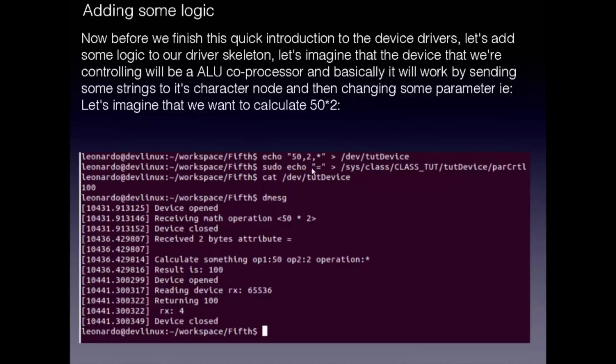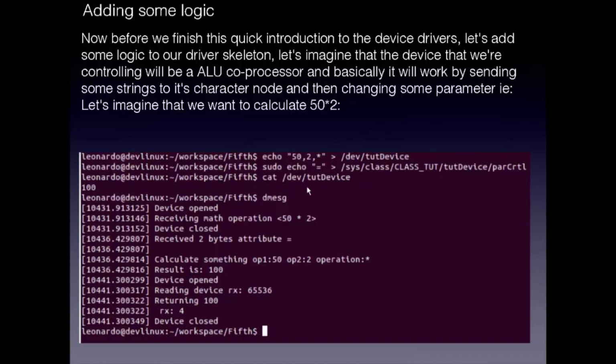And it's quite simple. You just do an echo of a string in this format: one number, comma, another number, comma, an operation. So we just send this to our character device file. Then we also send this string of one character, that is equal to the sys class device control, which is the attribute that you created, and then we read from this same file, and you should get an answer if everything is working.